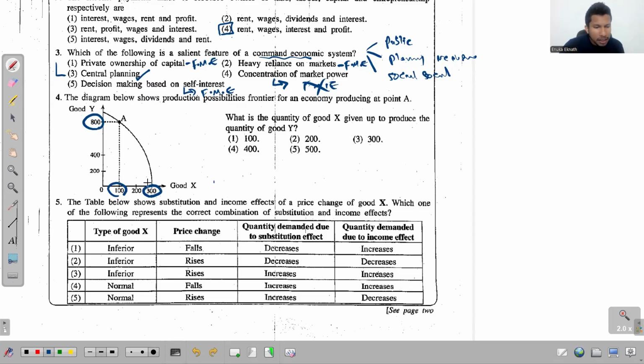They have sacrificed the difference between 300 and 100, because they could have produced 300, but right now they are producing only 100, which means the economy has sacrificed 200 units of good X to produce 800 units of good Y. So the answer for this question 4 is the second one.